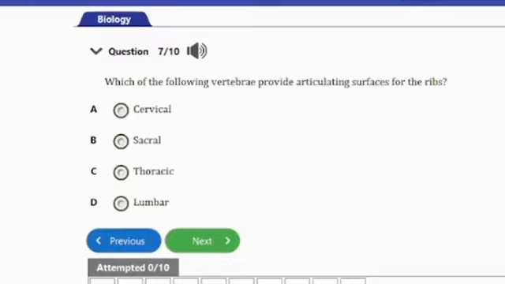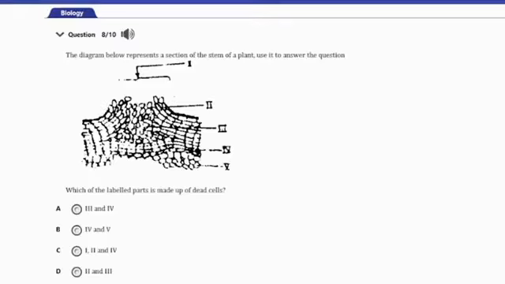It says, which of the following vertebra provides articulating surfaces for the ribs? We have A. Cervical, B. Sacral, C. Thoracic, D. Lumbar. So guys, the answer to this question is option C, and that's the thoracic vertebra. So the thoracic vertebra actually provide articulating surfaces for the ribs, and that's it for that question. So let's go ahead and consider the next question. That's question number 8 here.